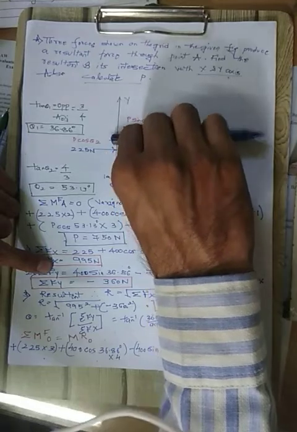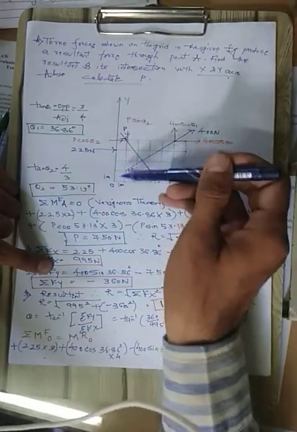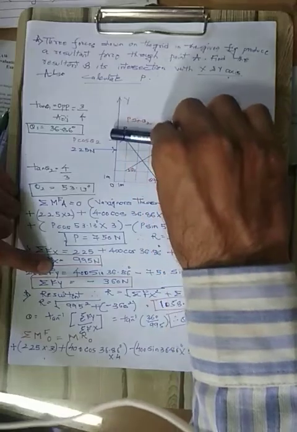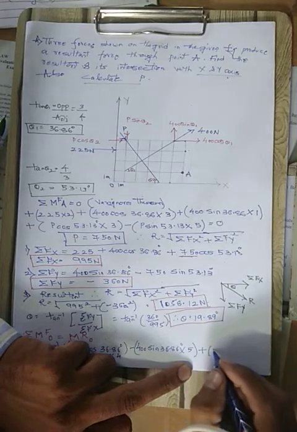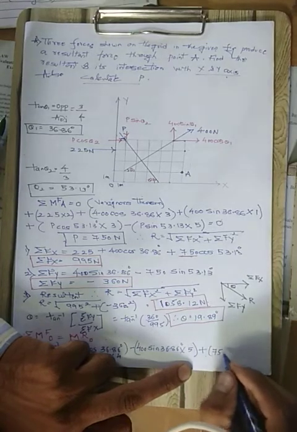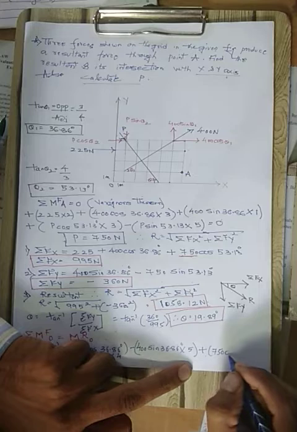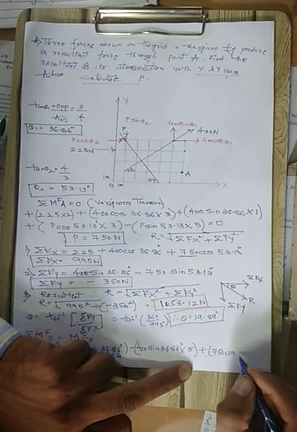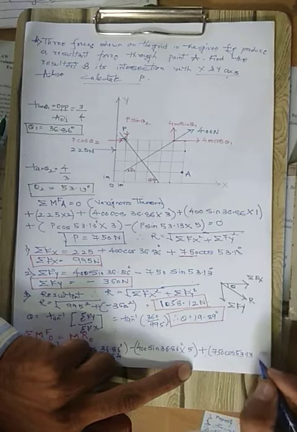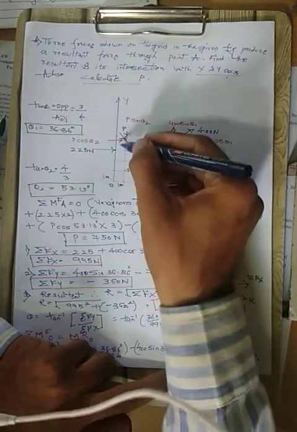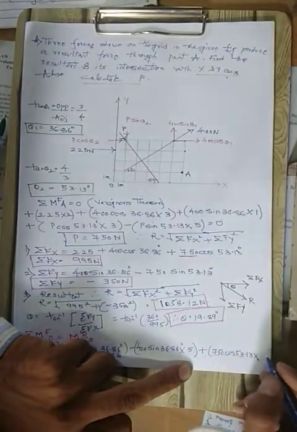Okay? Here, how many blocks are there? 1, 2, 3, 4. 4 blocks. And how is it moving? So it is moving clockwise. So plus. What is the P force? P force is 750. And cos theta 2 is 53.13. And how many distances are there? 1, 2, 3, 4. 4 is the distance.